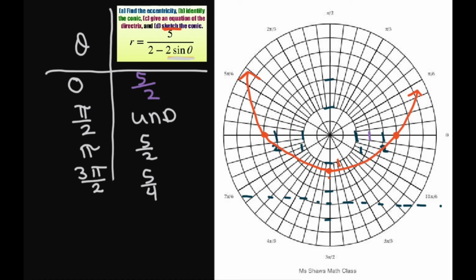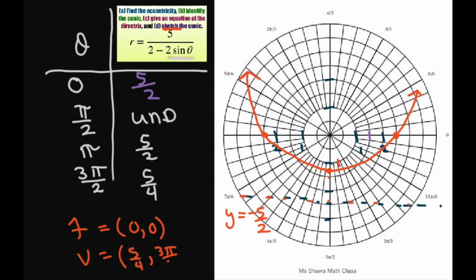Your directrix here was y equals negative 5/2, and I drew that right here. Your focus is at 0, 0. And the vertex is going to be at 5/4, comma 3 pi divided by 2, this one right here. And it opens up.